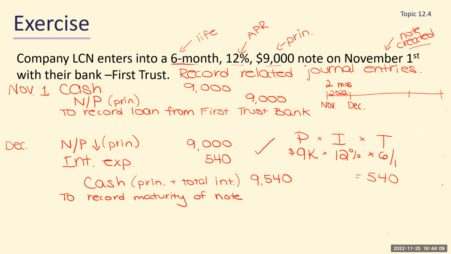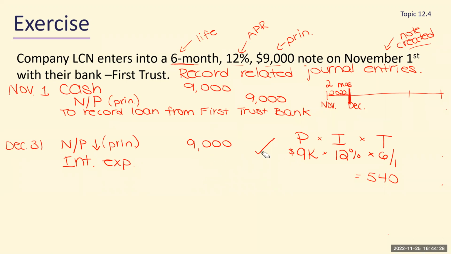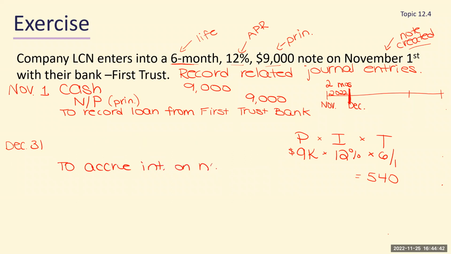Now, if you remember, the matching principle says we have to record all expense in the period in which we gain the benefit, right? So we borrowed funds for 2 months. So we have to record or accrue 2 months worth of interest at the end of our year. Okay, so at December 31st, we are going to have a journal entry to make. We are going to accrue interest on note payable.